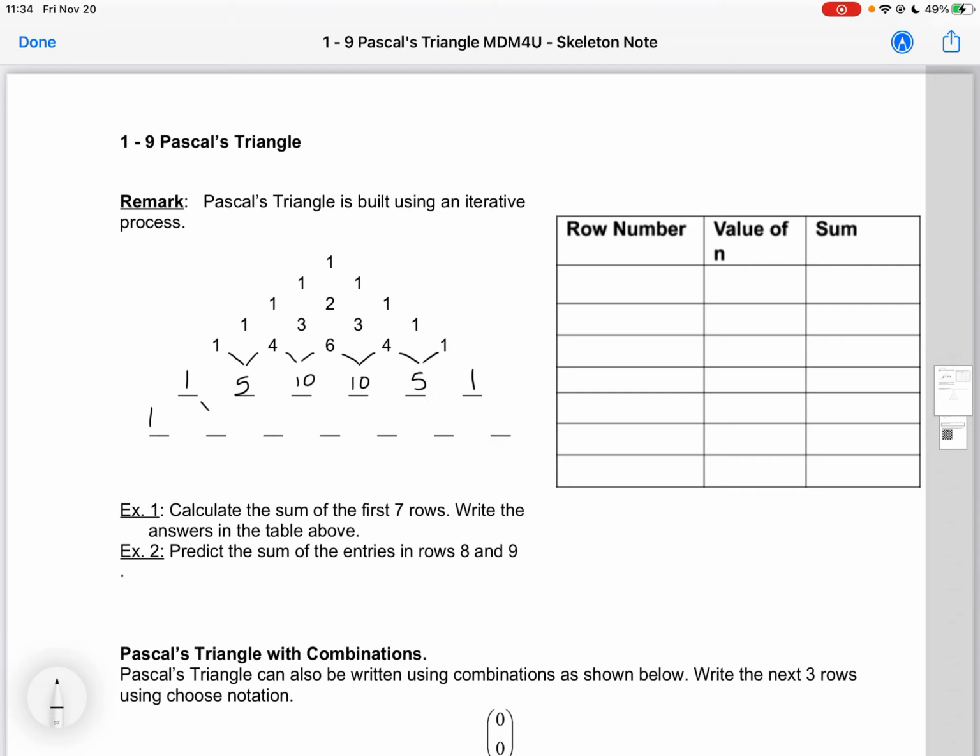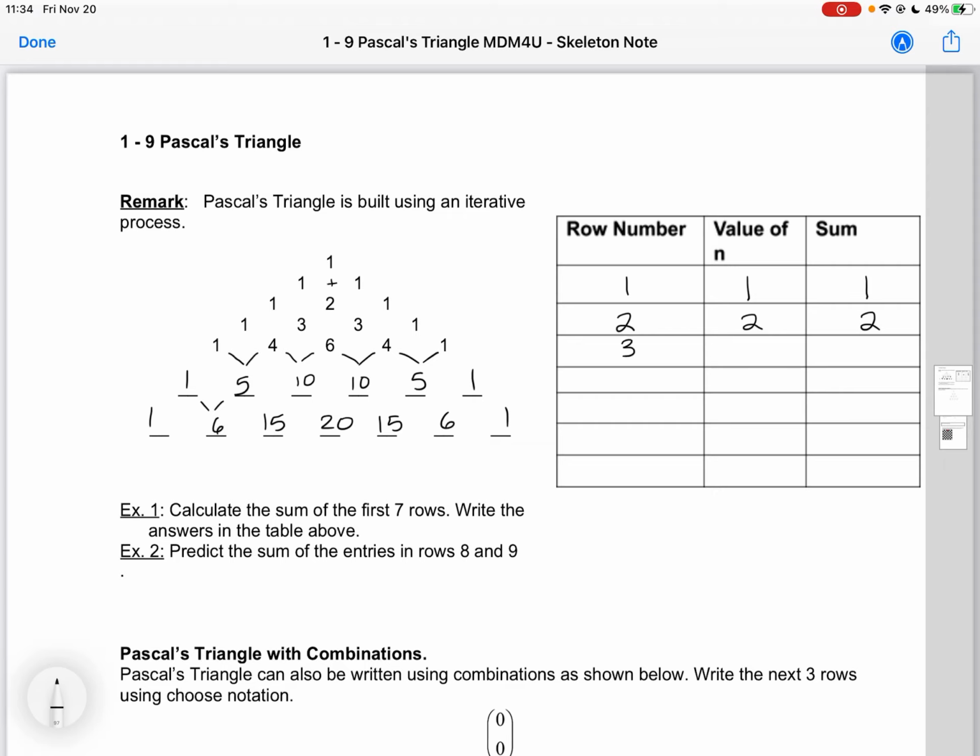Okay, and so on. We're going to fill in the next row here. 6, 15, 20, 15, 6, and 1. So in our first row, row number 1, we have one term and the sum is 1. In our second row, we've got two terms and our sum would be 2, 1 plus 1.